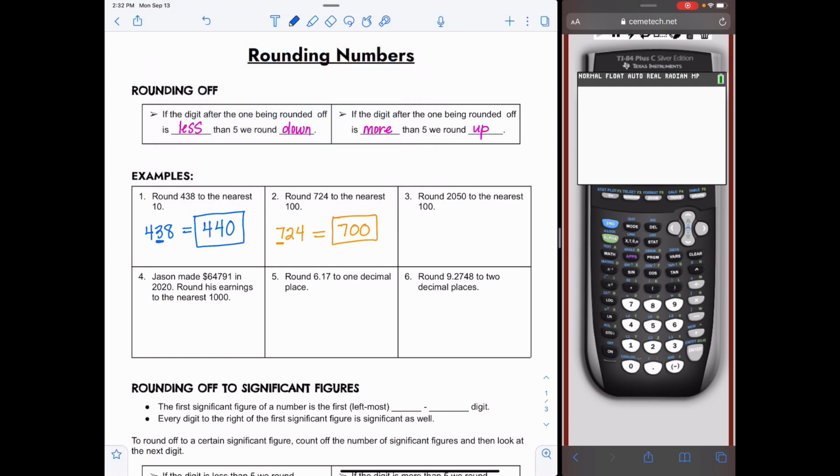Number 3, round 2050 to the nearest 100. So if I write 2050 and I underline my hundreds place, the 5 after that 0 is going to tell me to round that 0 up to a 1. So that is going to round to 2100.